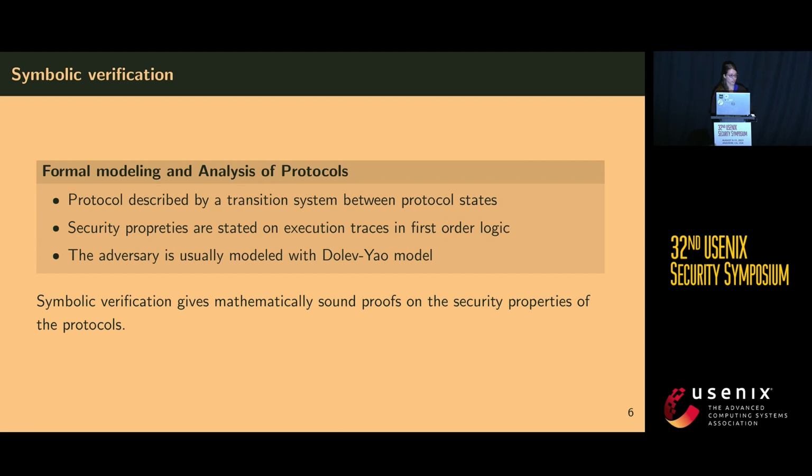So we chose to work in a symbolic model, symbolic verification. That is a way to describe protocols using transition systems between protocol states. The security properties that we want to prove are stated on execution traces of the protocol written in first-order logic. And the adversary we consider is usually modeled using the Dolev-Yao model. The big advantage of using symbolic verification is that it gives mathematically sound proofs of the security properties of the protocol. So we can have strong confidence in the results that we give.